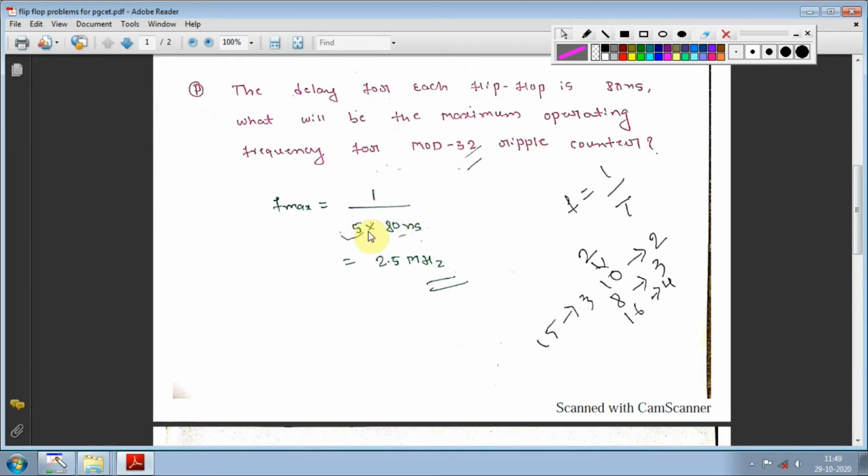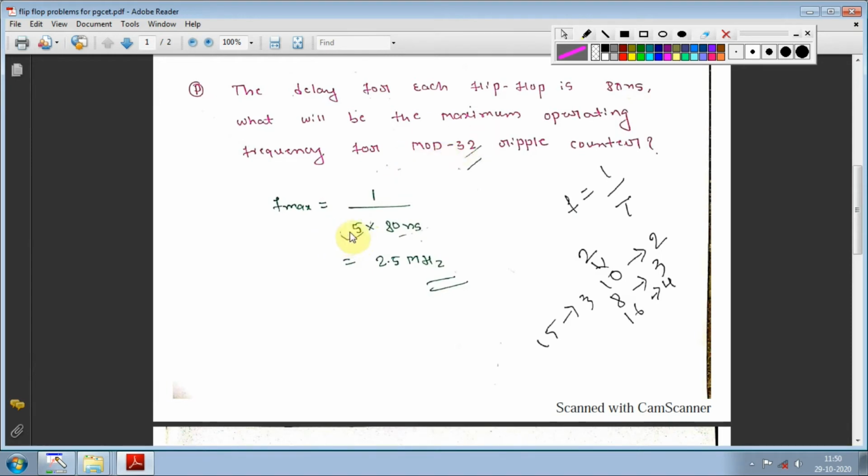The formula is something like this. What will be the mod value and the delay here? So 80 nanosecond, and for mod 32 I will be having 5 bits there. That's why I have to multiply with 5, because mod 32 can be constructed with the 5 bits of binary number. So that's why it is necessary to find out the number of bits.